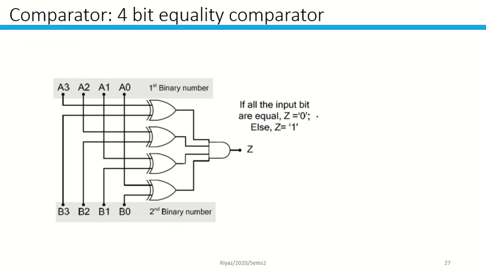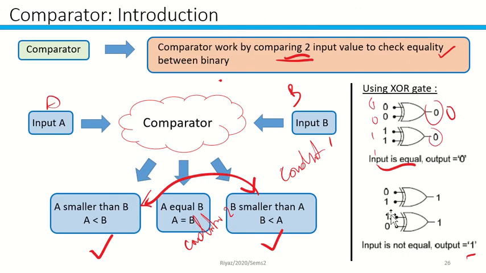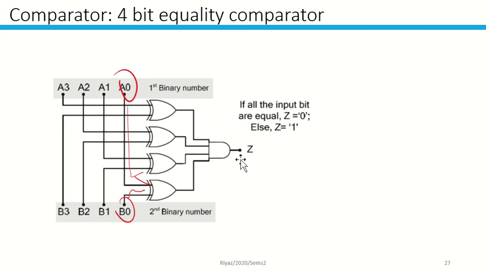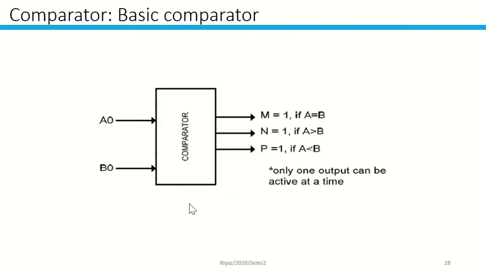This is a 4-bit equality comparator, so you can compare directly between A0 and B0. You have an input, so you're going through here, and you're going to compare between these two. Whenever you compare these two, a similar situation as this one will be applied, and then you're going to have a result. If all the bits are equal, z equals 0, else it becomes 1. So this is how it works, a basic comparator.